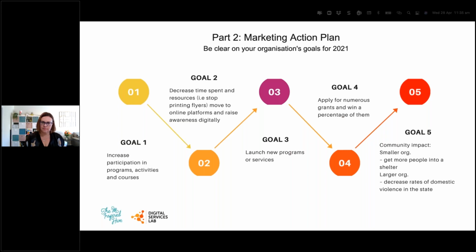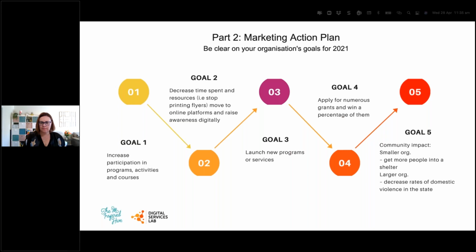Another goal of your organization might be that you have a new program or a new service that you're going to launch this year, or perhaps you want to relaunch a service, especially given the year we had last year, knowing that a little bit of the sentiment about your organization may have been lost in the community since COVID. Goal 4, apply for numerous grants and win a percentage of them. That's a really common one, obviously, for organizations. And goal 5 might be the impact that you have in a community.